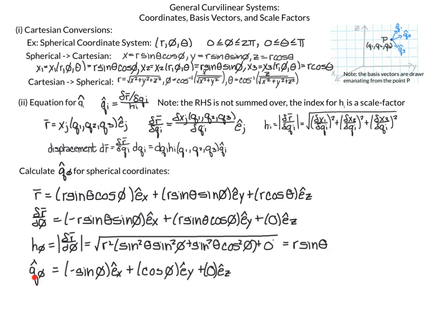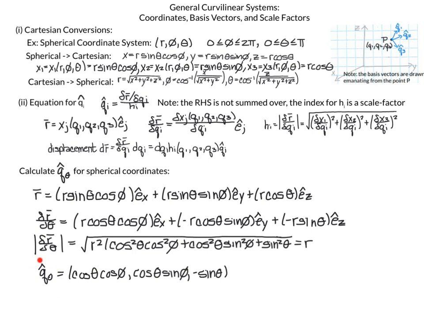And now to get my basis vector in the phi direction, I have my dr d phi divided by r sine theta. So here I cancel out this r sine theta and I'm left with minus sine phi in the x direction. Over here we cancel out with this and we're left with cosine phi in the y direction and 0 in the z direction. And you'll notice this basis vector also changes as phi changes. Here I have the calculation for the theta basis vector. I'll just let you take a look and verify that it's what you would calculate on your own.